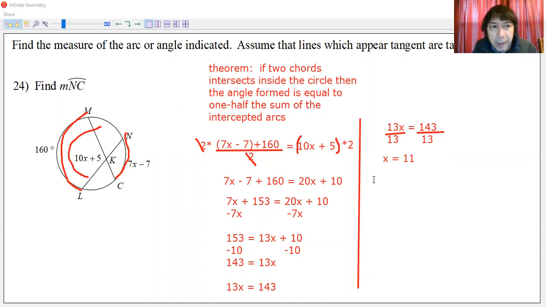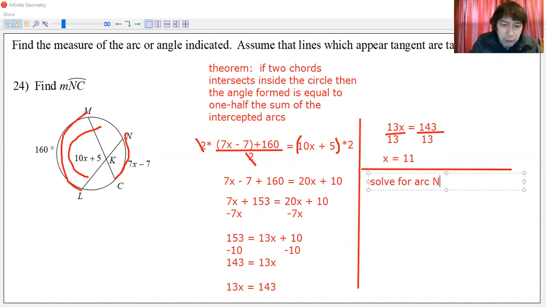We can now solve for the arc NC. We'll put the solution below this. We put a line there. We're now solving for arc NC. All right, so the equivalent of arc NC is 7x minus 7. So this is equal to 7x minus 7.